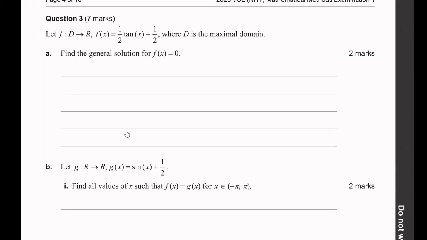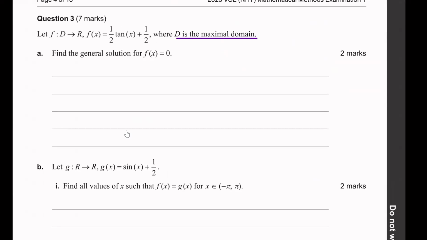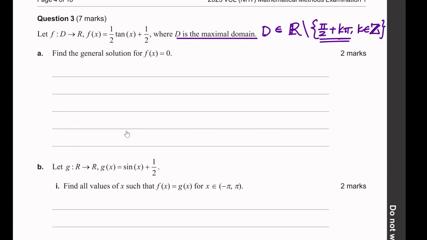Okay. f of x is half tangent x plus half, d is the maximal domain. So the maximal domain, I suppose, is like this. Well, let's write it like d belongs to R backslash half pi plus k pi, and k belongs to any integers, something like that. So these expressions represent the vertical asymptotes.